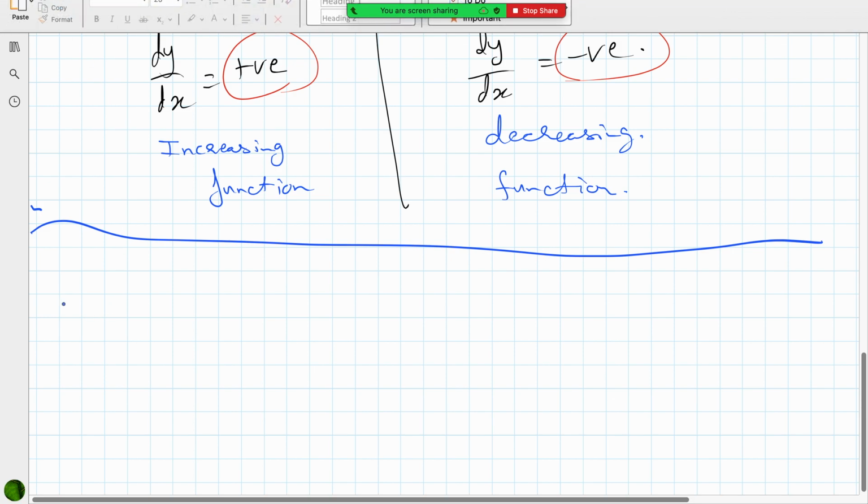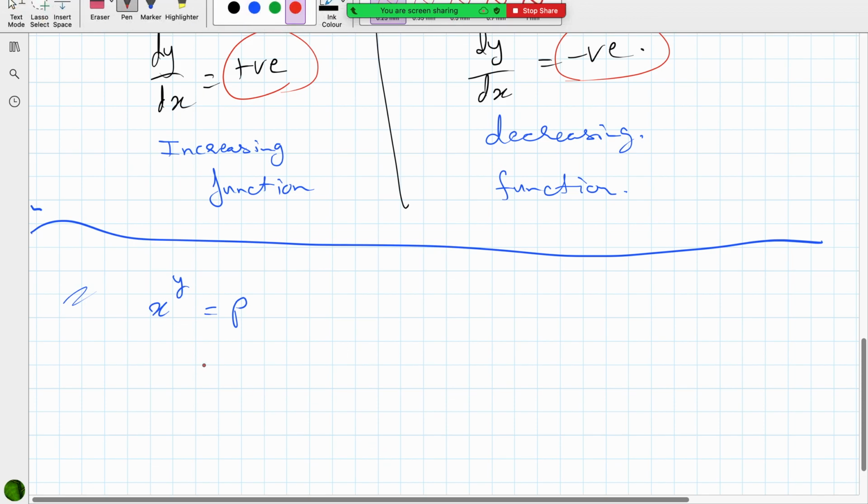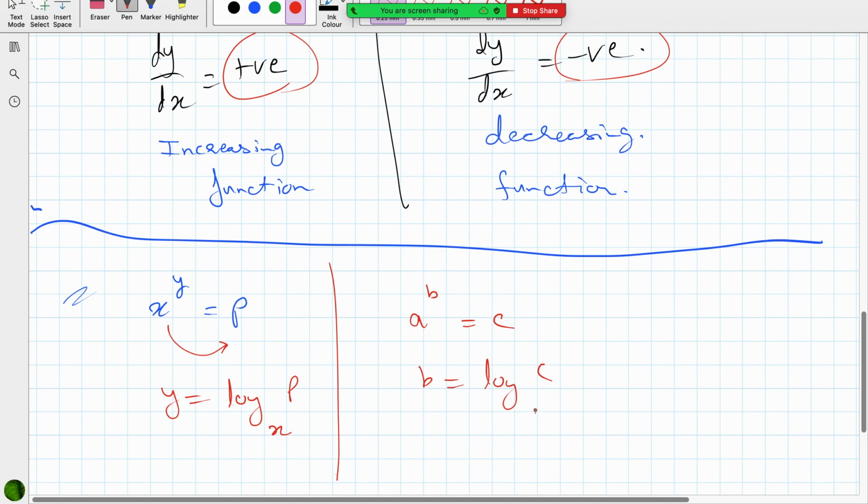Okay. For example, we have x raised to power y is equal to p. This is index form. So when you convert it into logarithmic form, this goes underneath this. It is y is equal to log of p to base x. A raised to power b is equal to c, so it will be b is equal to log of c to base a.